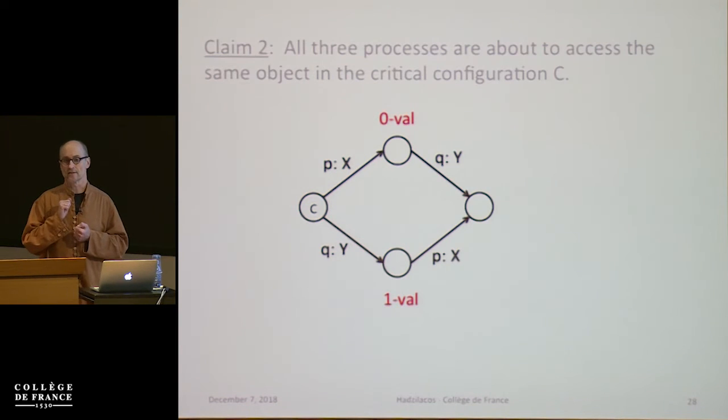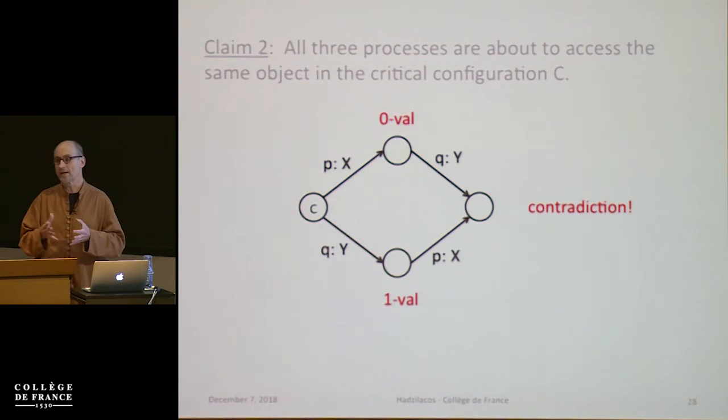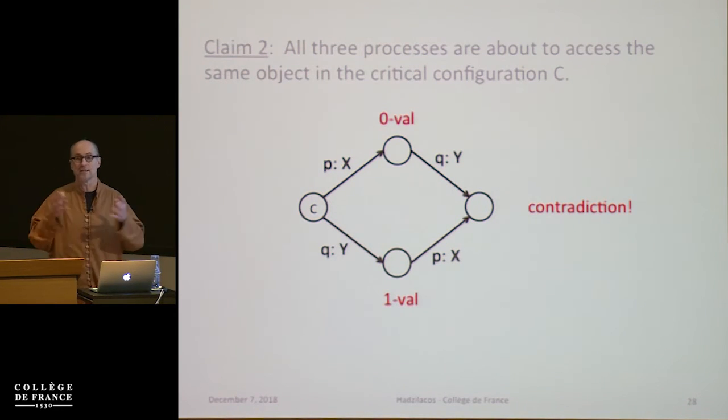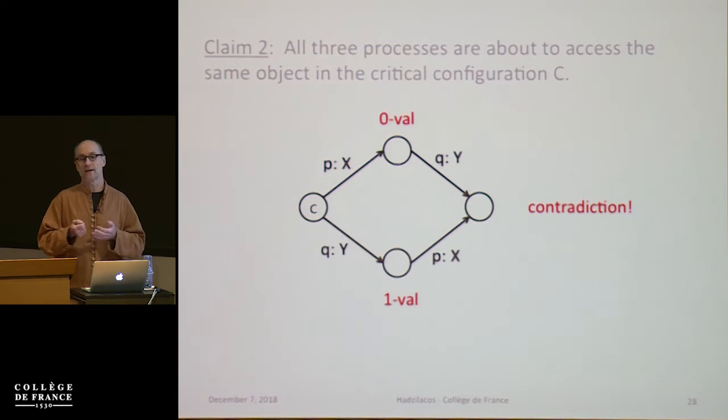The picture looks like this. If P goes first and then Q, or Q goes first and then P, we wind up in the same configuration. We say that the two steps commute in the configuration C. And that, of course, is impossible because we can never have a configuration that follows both a zero-valent and a one-valent configuration. Zero-valent means that the only possible decision in any future is 0. One-valent means that the only possible decision in any future is 1. Okay, we have a contradiction.